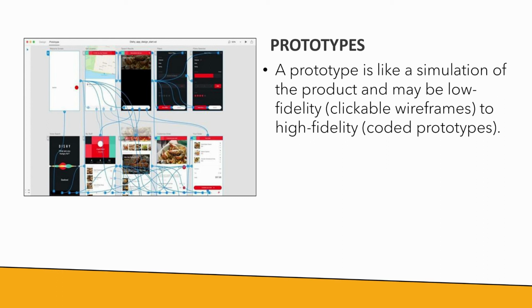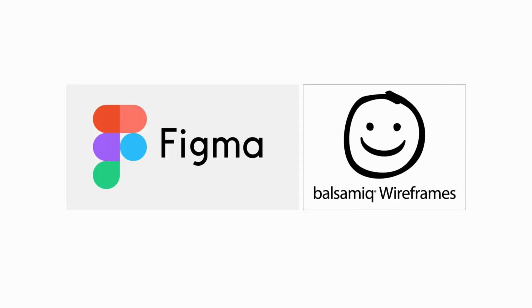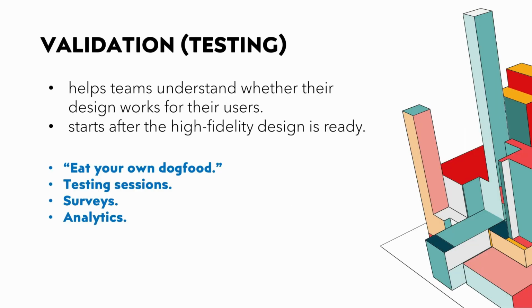Prototypes are about the actual interaction experience. A prototype is like a simulation of the product and may be low fidelity to high fidelity. We can use Figma and Dasmiku as the best prototyping and wireframing tools. Okay, let's move to the last phase, the validation phase.